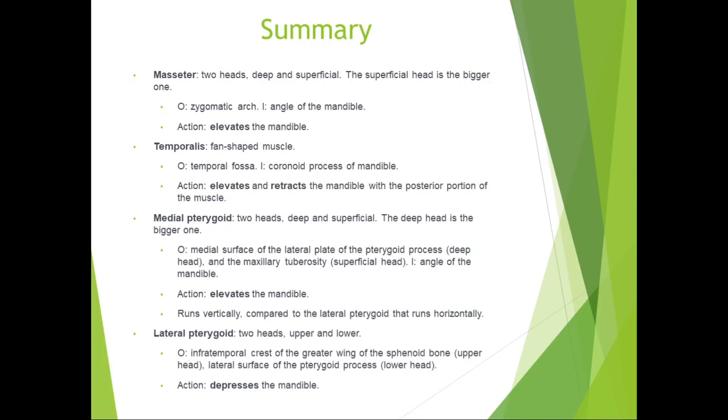Okay. So the lateral pterygoid, the last one, again has two heads, an upper and a lower. The origin of the upper head is going to come from the infratemporal crest of the greater wing of the sphenoid bone, and the lower head is coming from the lateral surface of the pterygoid process. Okay, and the action of this lateral pterygoid muscle is going to be to depress the mandible.